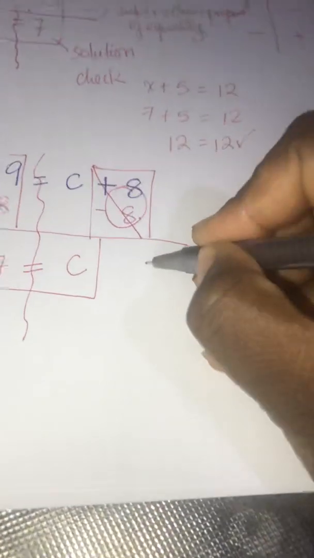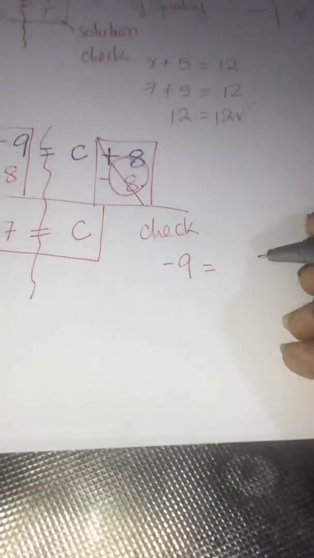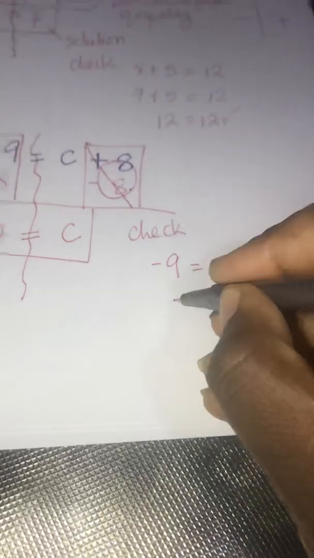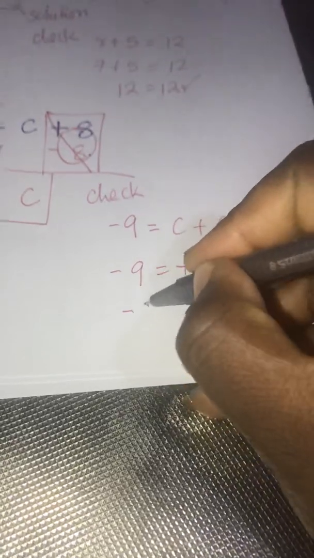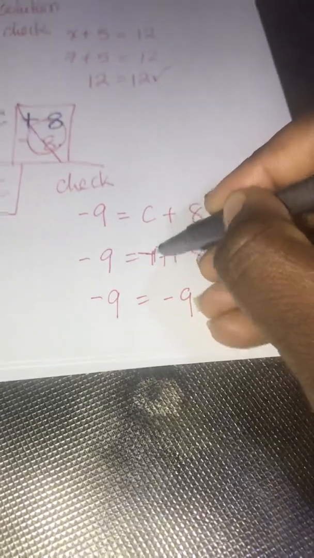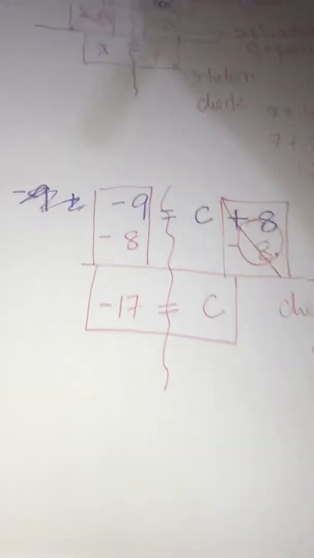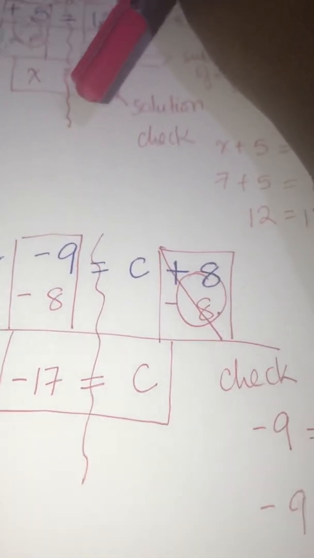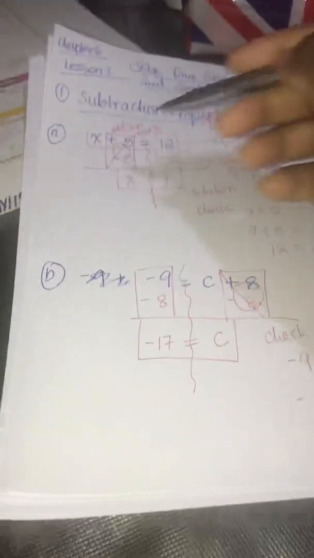Okay? So you got to do check to confirm if your answer is correct. Negative 9 equals C plus 8. Negative 9 equals C is negative 17 plus 8. Negative 9 equals negative 9. Solve this. This is negative 17. Solve it correctly. So this is correct because the left is equal to the right, therefore making my answer correct. So that is how you do subtraction property of equality. Okay? So I've done 2 examples.